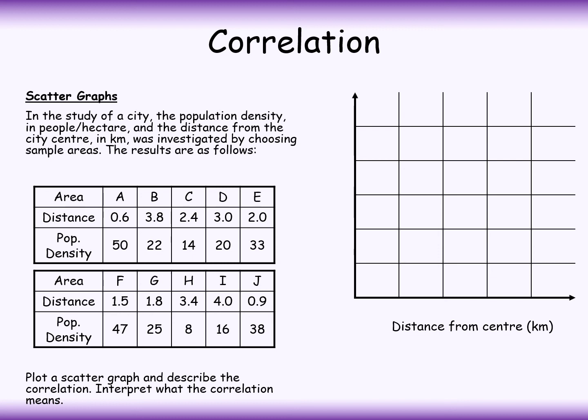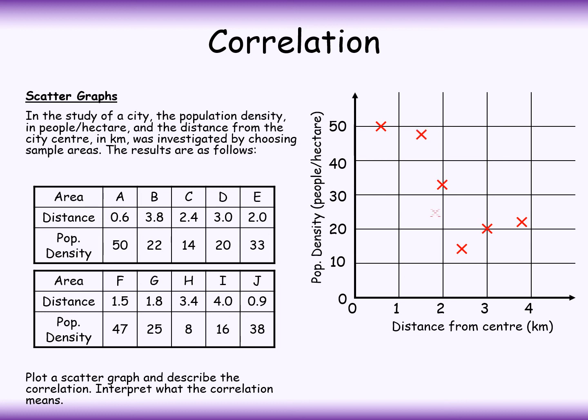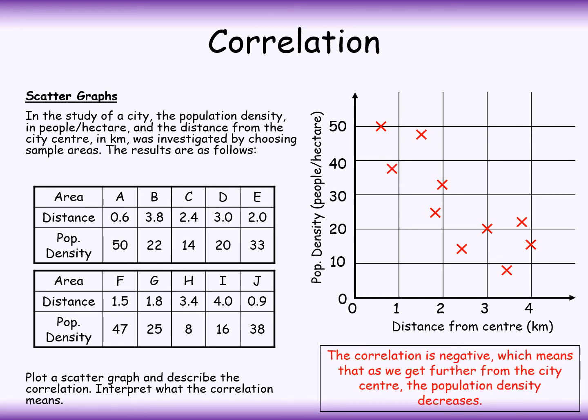So one way to do it is to plot the graph. So if we do distance versus population density, and we plot the points, we have something that looks like this. So you can see it's roughly a negative correlation, which means the further you get away from the city center, the population density decreases. And that makes kind of sense, doesn't it? If you get further away from central London, for example, if you go outside of the M25, the population density will tend to decrease. There's more congestion towards the center.